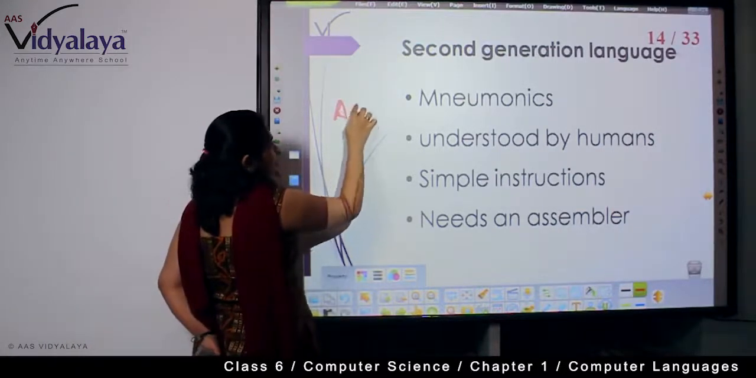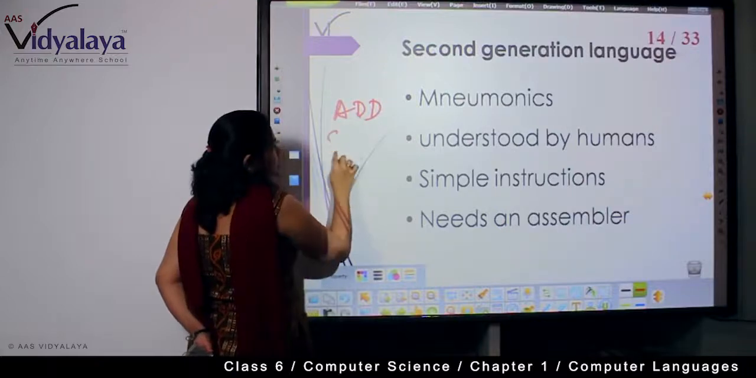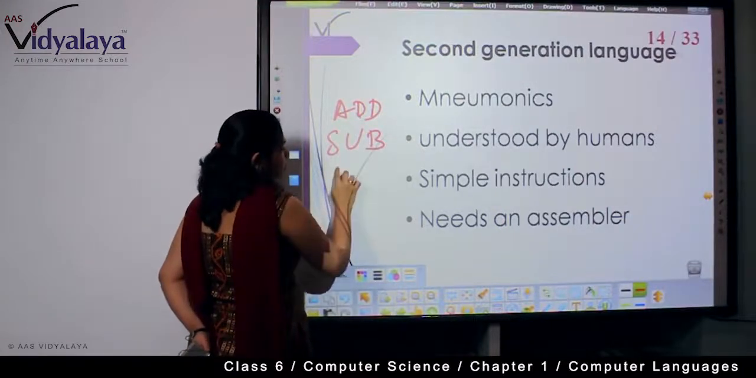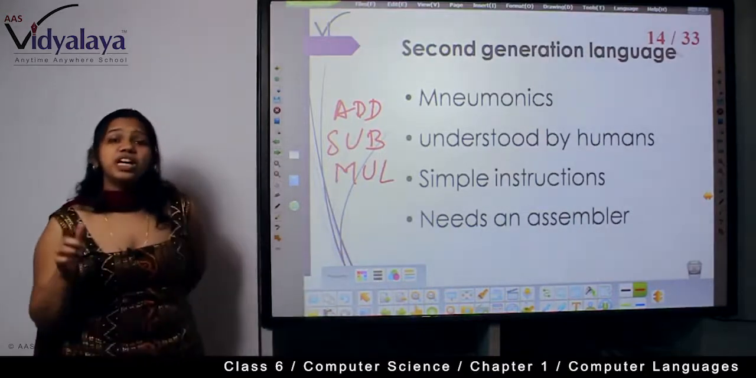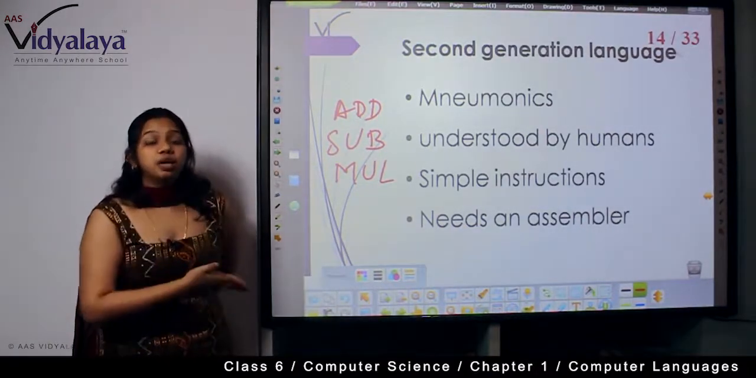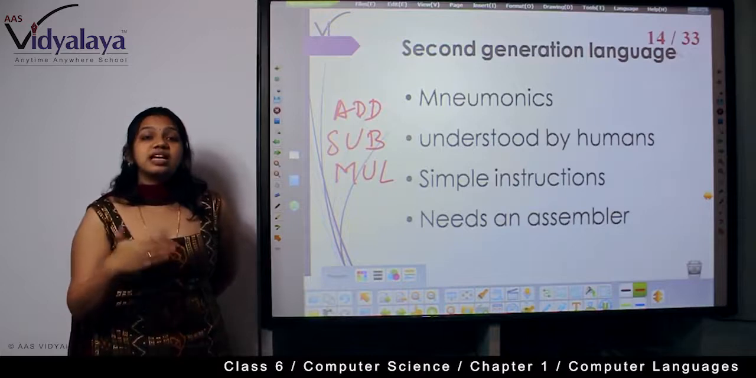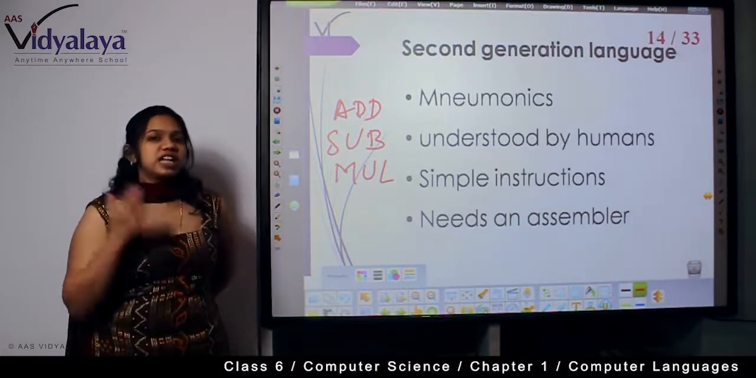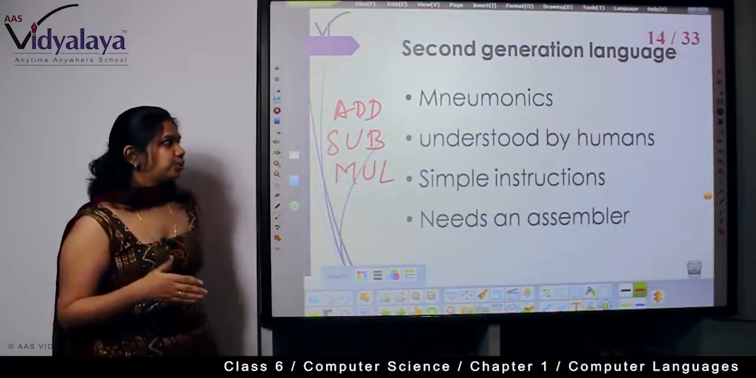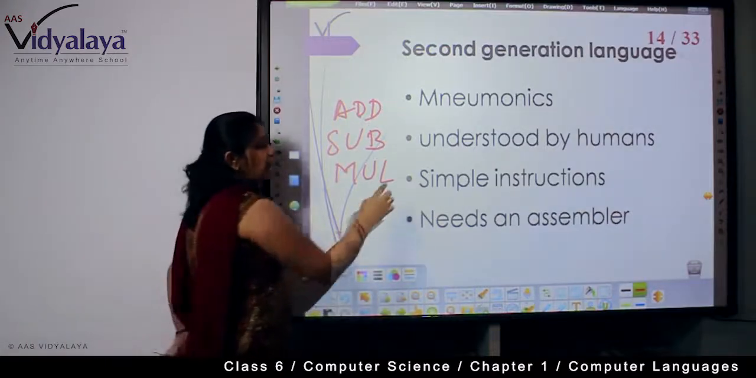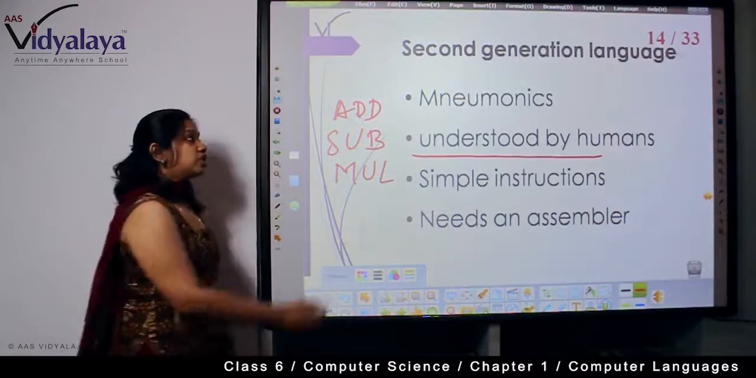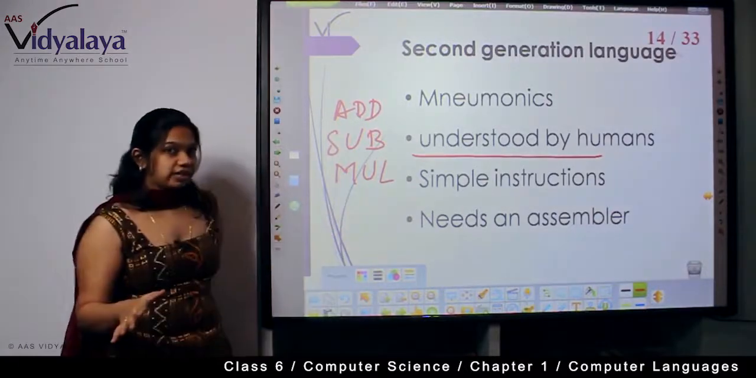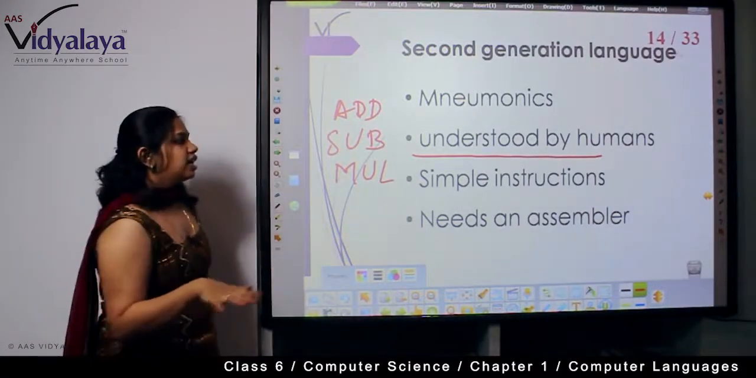Addition, add, subtract, multiply. Can human beings understand all these words? Yes, we can very well understand. And the computer will understand this in an assembled format. Okay? So that's why they're called assembly language. Second thing, are they understood by humans? Yes, they are very much understood by humans because we use these words regularly. Yes or no? Yes. Okay.